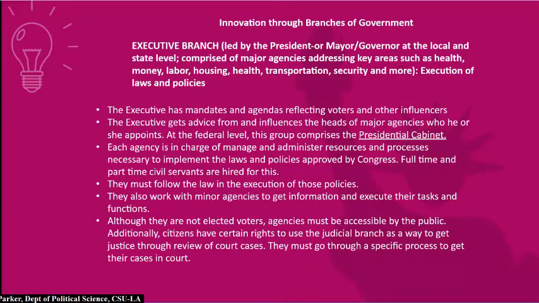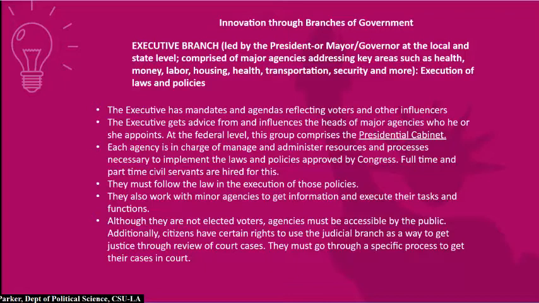Now, the executive branch. This is led by the president, and at the local and state level, that would be the equivalent to a mayor or a governor. It's important to remember that the executive branch is comprised of major agencies that address key areas such as health, money, labor, housing, transportation, security, and more. And they are in charge of the execution of laws and policies. The executive, which would be the president, mayor, or governor, has mandates and agendas reflecting voters and other influencers. The executive gets advice from and influences the heads of major agencies who he or she appoints. At the federal level, this group comprises the presidential cabinet.